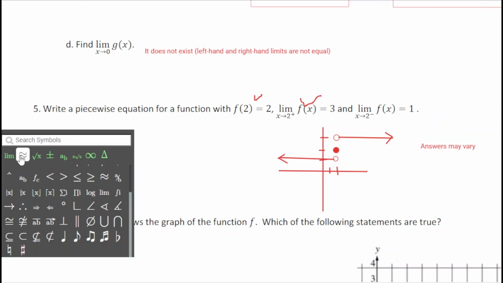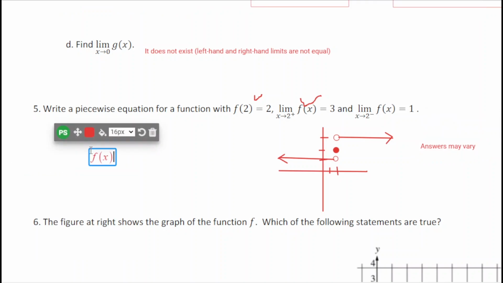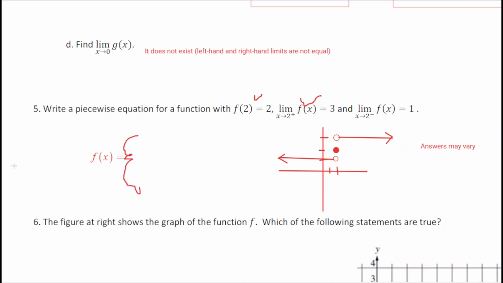But let's go ahead and write the function now. I'm going to say f of x equals, and we are going to split this up into 3 parts. This will depend on how you drew it, but the way I drew it was with those constant pieces. So I'm going to say that it equals positive 1 when x is less than 2, and it equals 2 when x equals 2, and it'll equal 3 when x is greater than 2. So we've satisfied the first condition, the second condition, and the third condition.